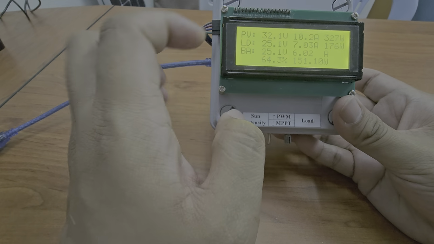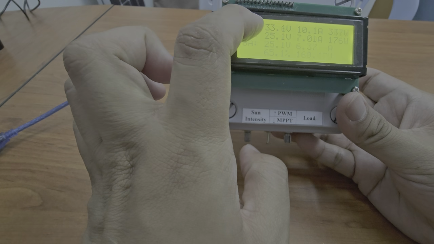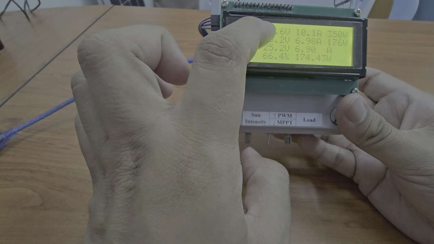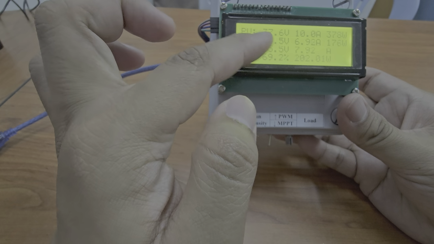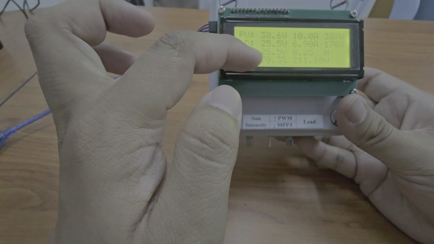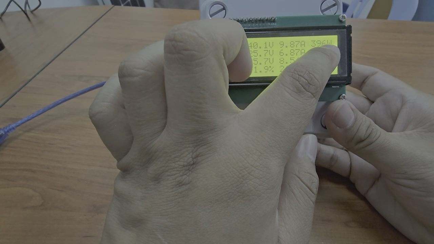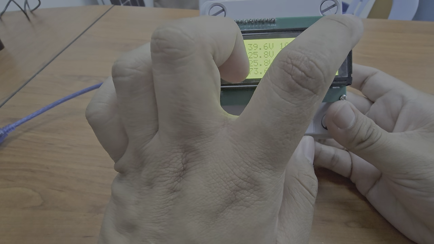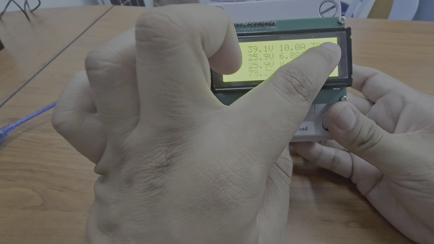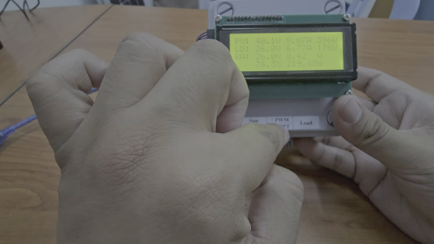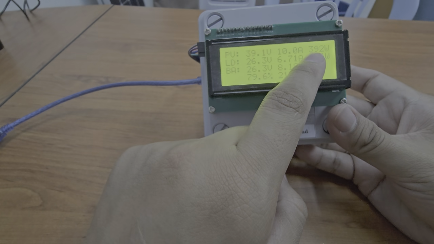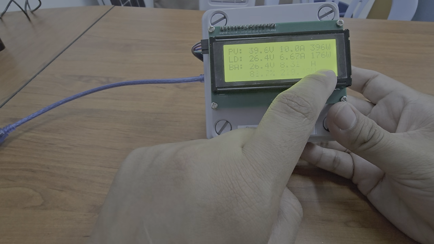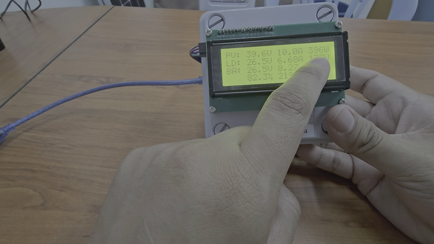Basically the voltage starts to increase to the MP, the maximum power. Remember the graph I showed before in the theory part. You can see before this it is only around 200 watt, or 250 if I'm not mistaken, but because of the MPPT algorithm it increased up to 400. So that is the advantage of using MPPT. The power will be very high.